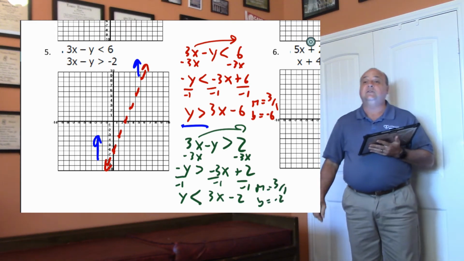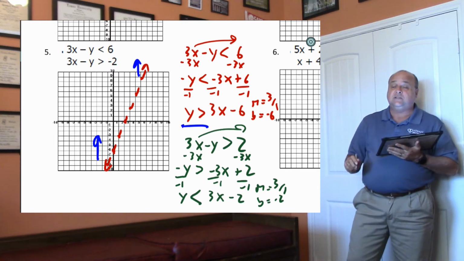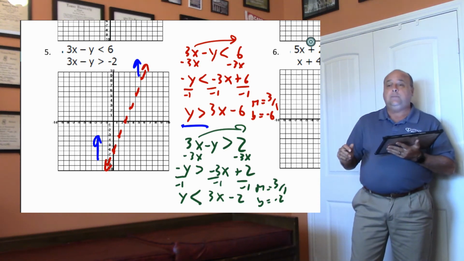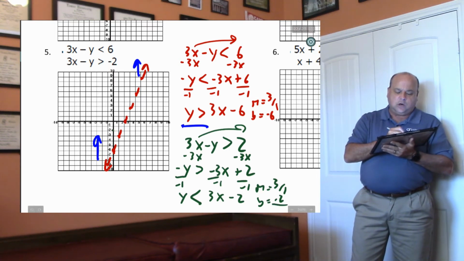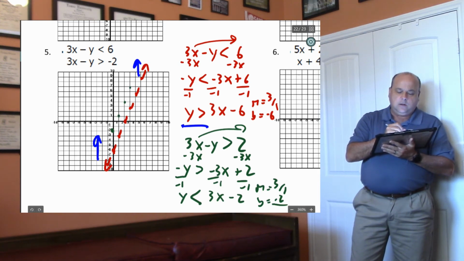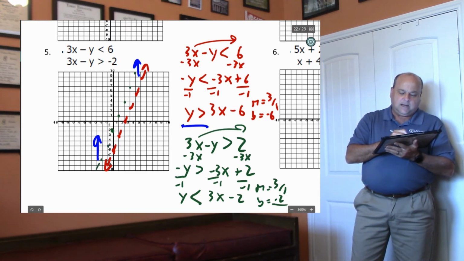Notice on this one, it's the same slope, which is why I'm doing this line. These two lines will be parallel, won't they? And this is going to go through negative 2. So start at negative 2, and I have the same slope. Up 3, right 1. Up 3, right 1. Up 3, right 1. And then go backwards, down 3, right 1. And then draw dashed lines. Make it dashed again.